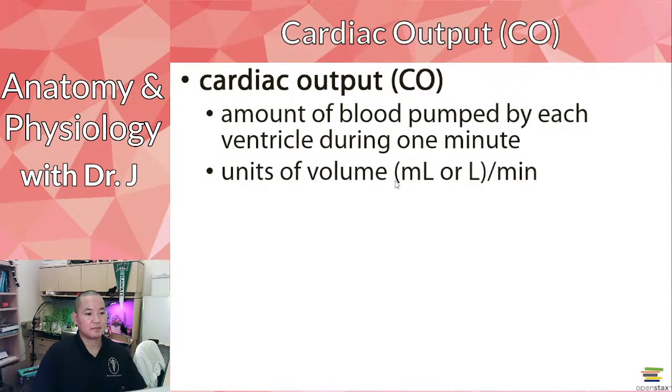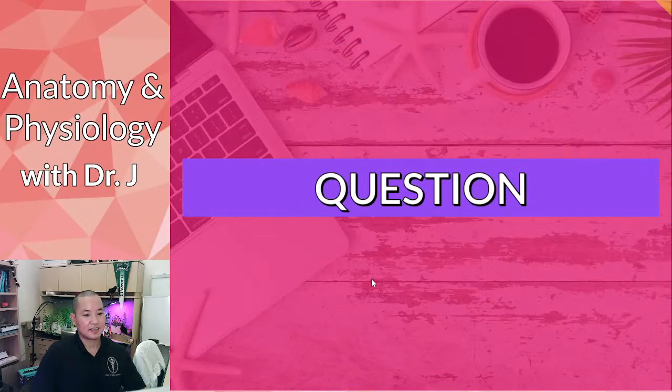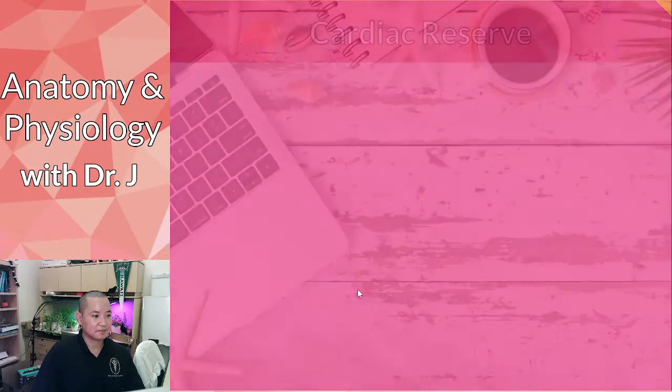Now, cardiac output, again, it's a rate, but what is it? Heart rate multiplied by stroke volume. So what happens is, if you increase your heart rate, you're going to increase cardiac output. So if your heart rate is 60 and you go to 120, you're going to double your cardiac output. And say your heart rate is 100 and it drops to 50, you're going to reduce your cardiac output by half. So this is why it's a very useful formula. And we don't have time for a question because we're over time.